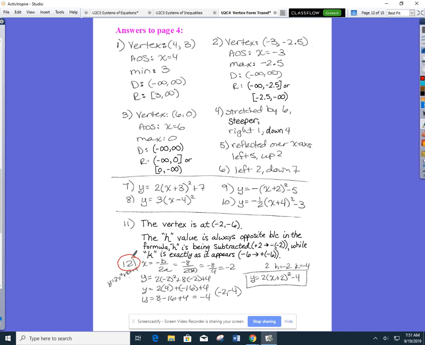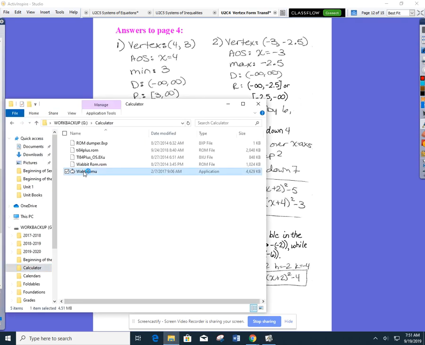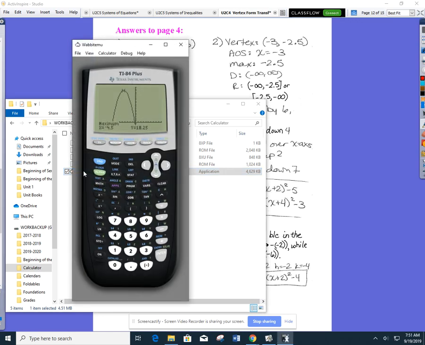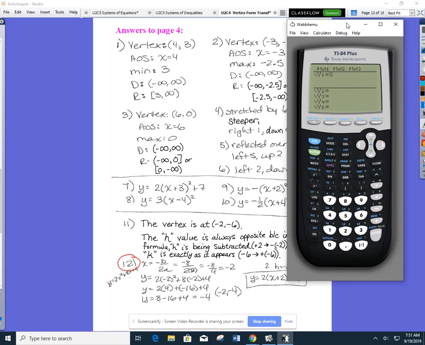12. So I just wanted to show you how you can get the answer to number 12 using your graphing calculator, because really what we need in number 12 is the vertex. If we're going to write the equation in vertex form, you could do this many different ways.